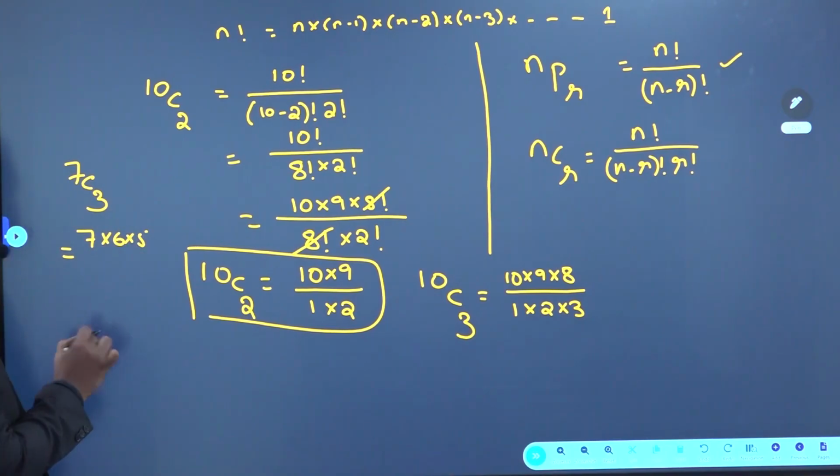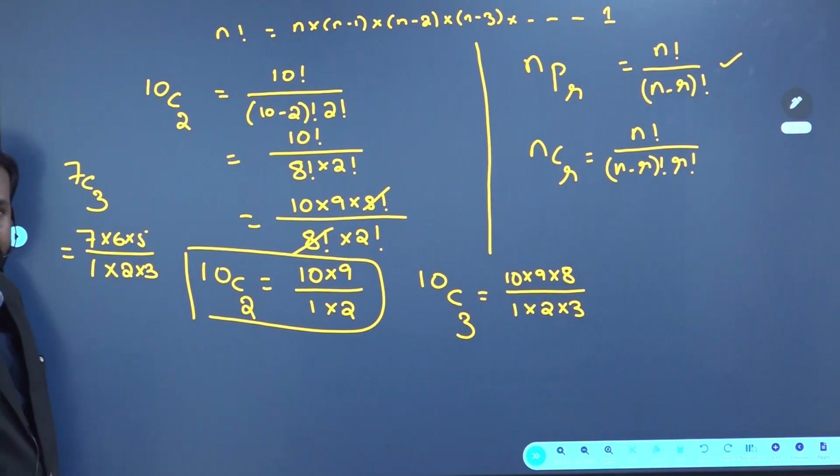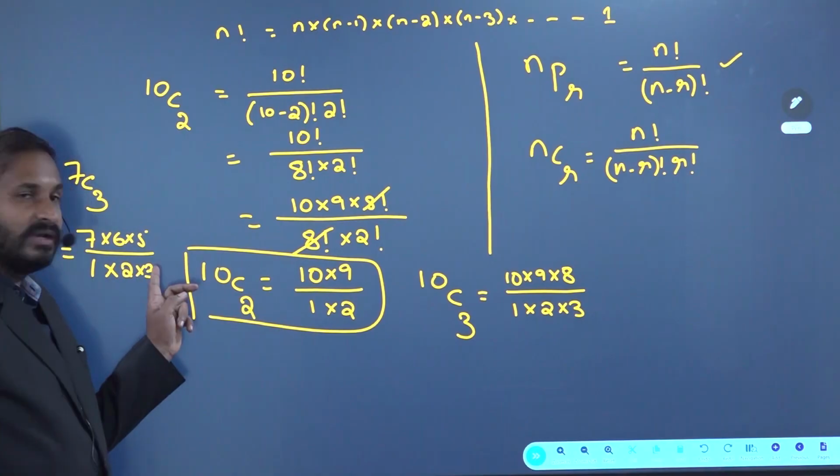7 should be reduced for 3 times by 1 into 2 into 3. Directly you can write it as 1 into 2 into 3. Understood, students? 7C3, we will write it as 7 into 6.